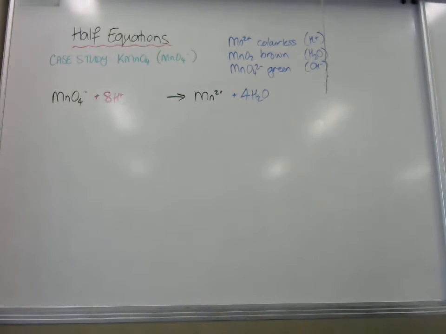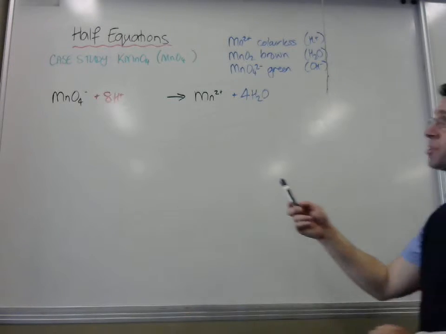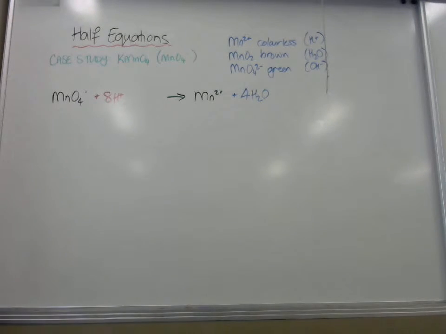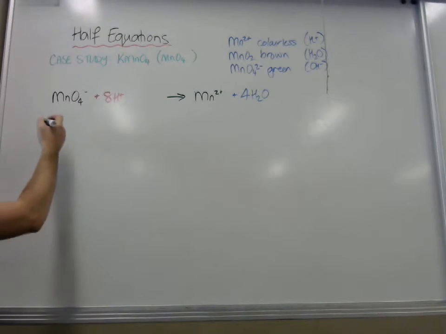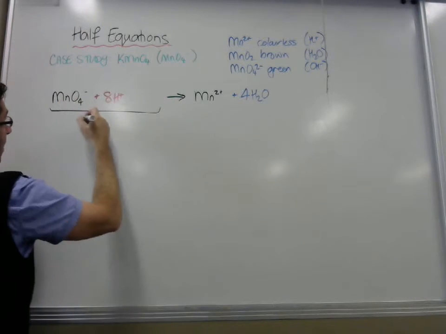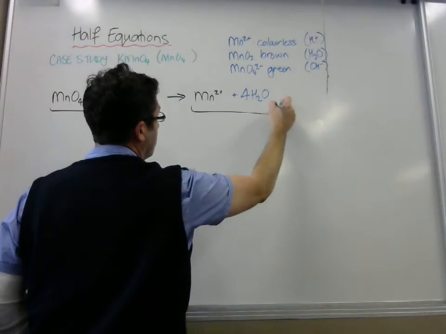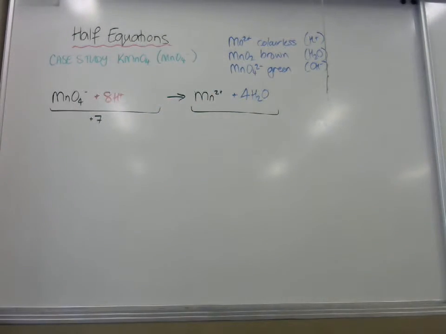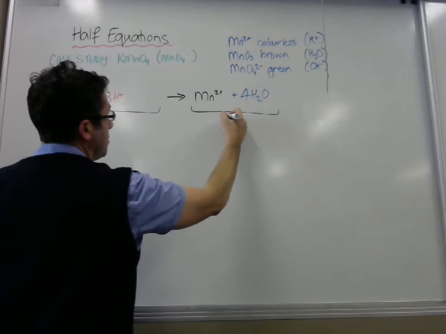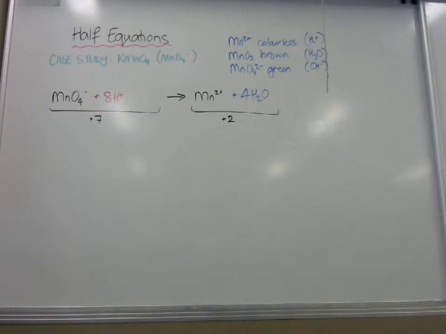This is not complete. At the moment, if I do a bit of a balance sheet, on this side I've got 1 negative and 8 positives. So at this stage, this side adds up to a +7 charge. This side has a 2+ and no charge times 4, so a +2 charge. This is not balanced.